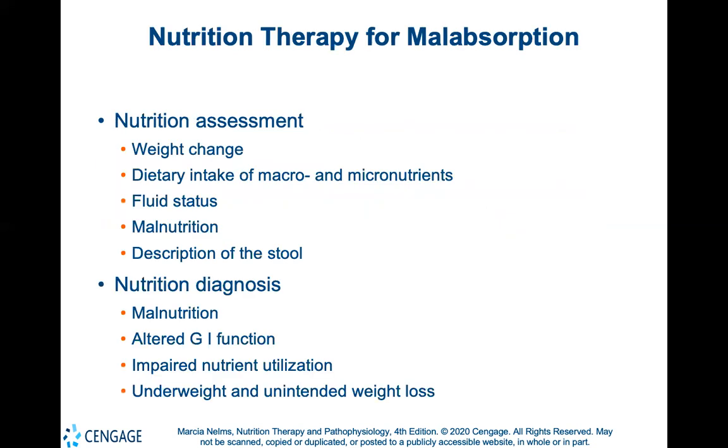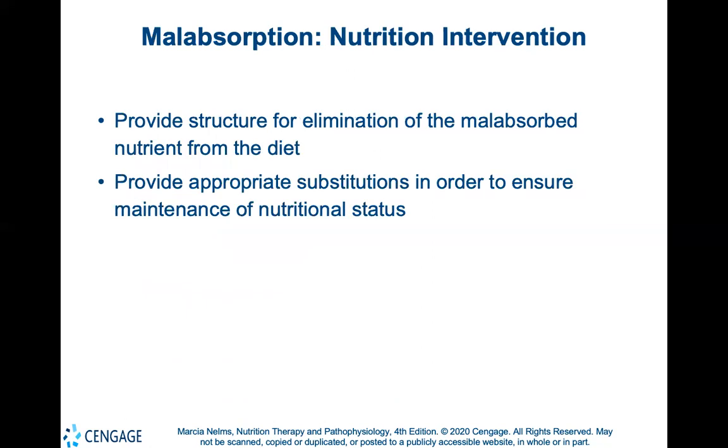Nutrition therapy for malabsorption. Nutrition assessment includes weight change, dietary intake of macro or micronutrients, fluid status, malnutrition, and description of the stool. Nutrition diagnosis could be malnutrition, altered GI function, impaired nutrient utilization, underweight, or unintended weight loss. The purpose of nutrition therapy is to provide structure for the elimination of malabsorbed nutrients from the diet and provide appropriate substitutions in order to ensure maintenance of nutritional status.